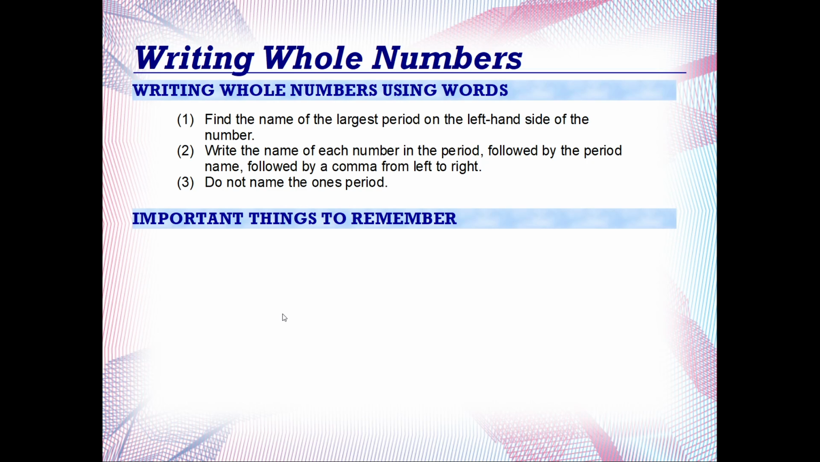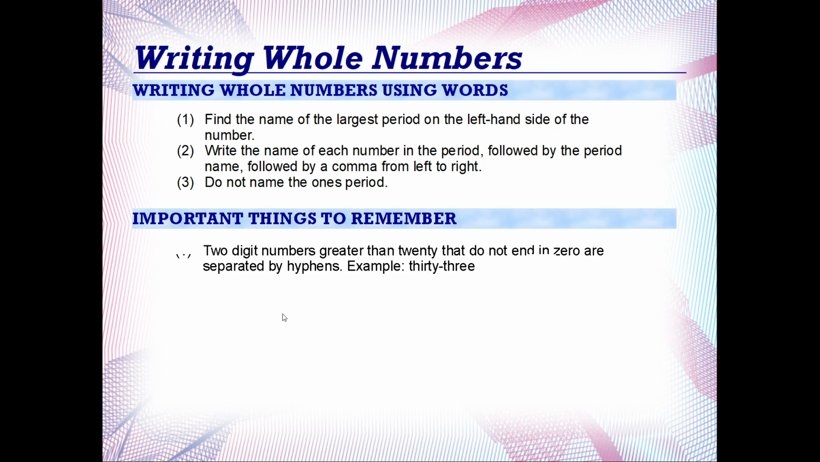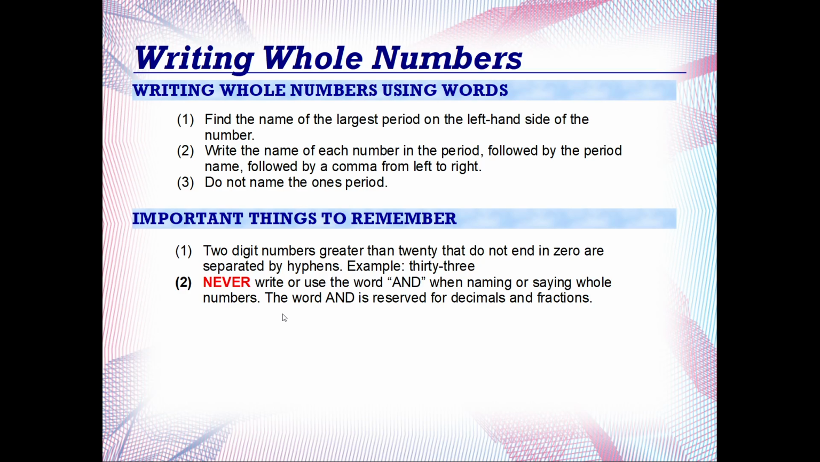We're not going to name the ones period. Now, here are some important things we need to remember when we write whole numbers. 2-digit numbers, even inside the period, that are greater than 20 and do not end in 0, are separated by hyphens. So 33 is thirty-three. And another very important thing here is we never use the word "and" when we're writing whole numbers. So we never say one hundred and three thousand, four hundred and six. You say one hundred three thousand. The word "and" is reserved specifically for decimals and fractions.